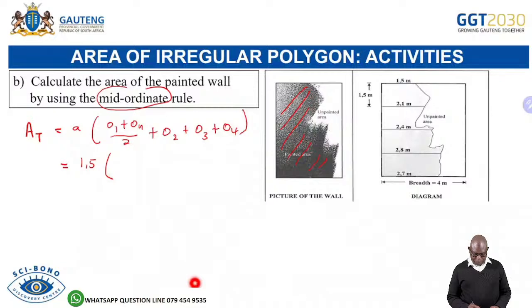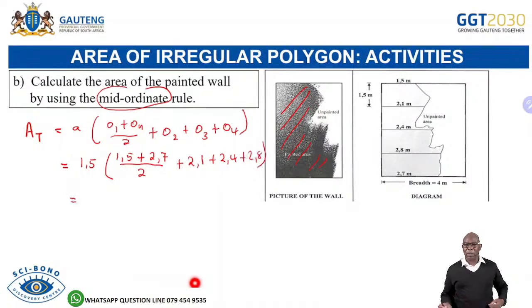Then we take the first part, the top one, 1,5, plus the last one, which is 2,7. Divide this by 2. Then we add the rest: 2,1, 2,4, and 2,8. Then we close the bracket.